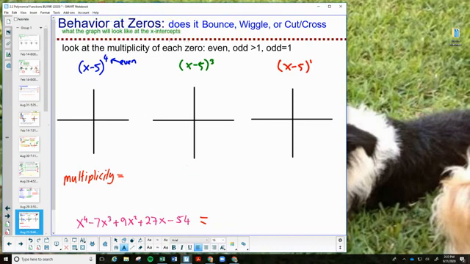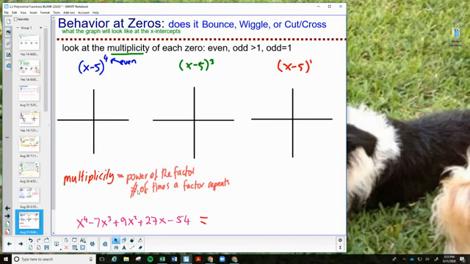Okay? How you work it out, you need to look at the multiplicity. It's all about the multiplicity of each zero. You want to see if that multiplicity is an even number or if it's an odd number that's bigger than 1 or an odd number equal to 1. So first of all, let's talk about what multiplicity is. Well, multiplicity is not this number. It's not what's inside the parentheses with x. Multiplicity is the power the factor is being raised to.